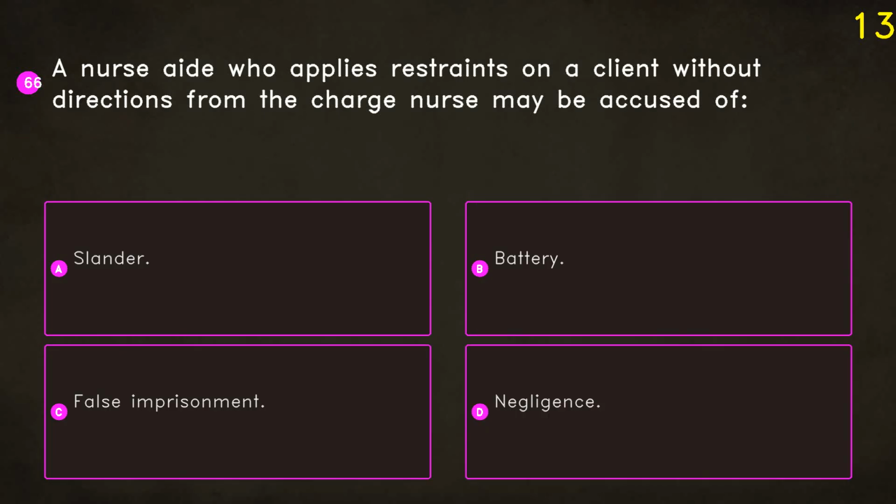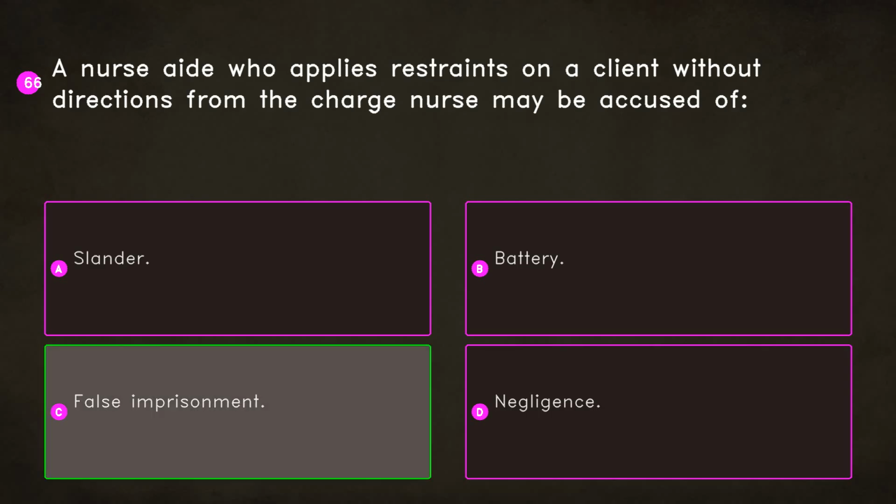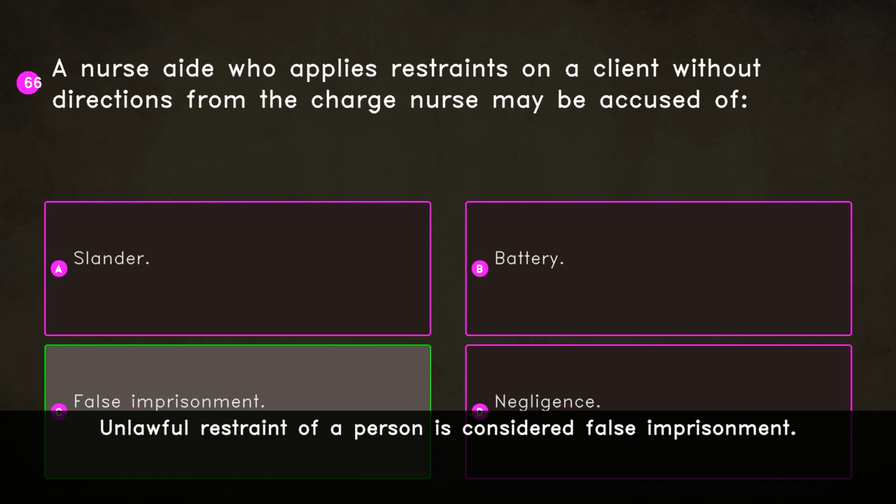Question 66. A nurse aide who applies restraints on a client without directions from the charge nurse may be accused of: A. slander. B. battery. C. false imprisonment. D. negligence. The correct answer is false imprisonment. Unlawful restraint of a person is considered false imprisonment.